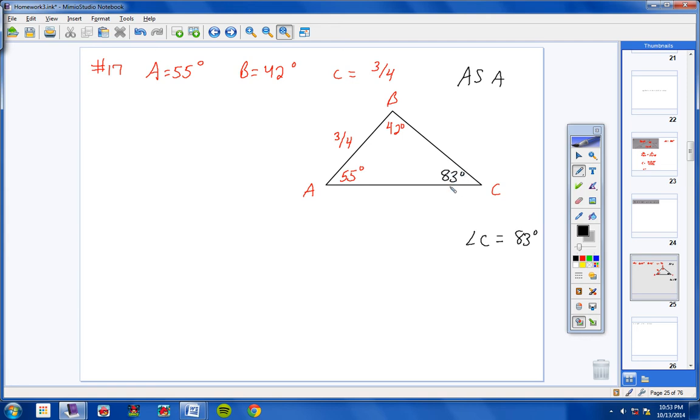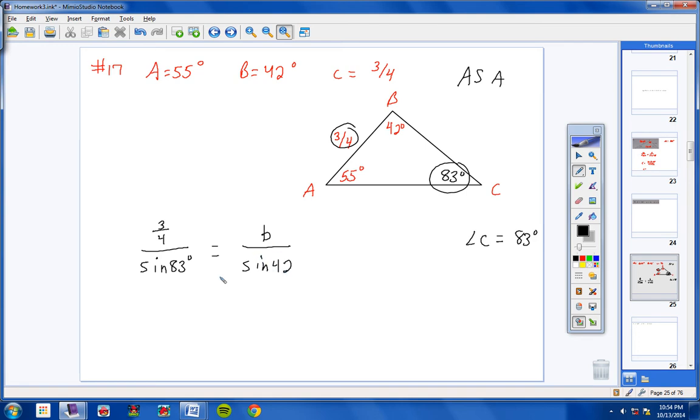And now I have a pair. I have a side here and an angle here. So my pair is going to be 3/4 over the sine of 83 degrees. Now next, it really doesn't matter if we solve for side B or side A. I went ahead and decided to solve for side B. So I'm going to put a B here and then sine of 42.